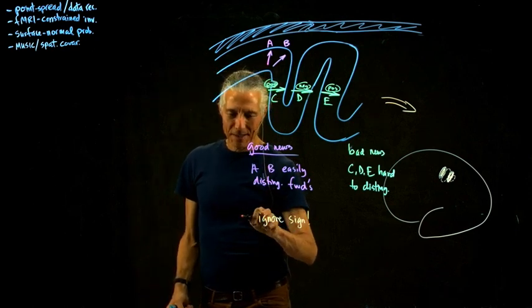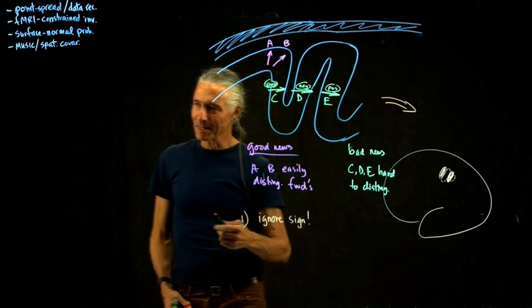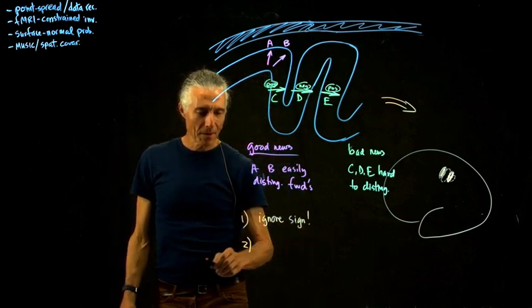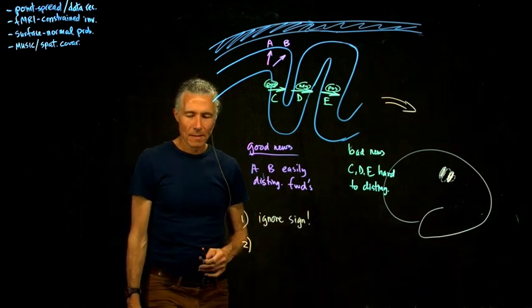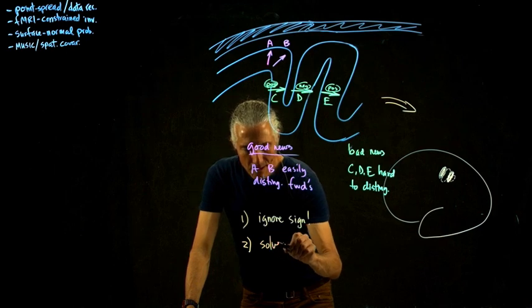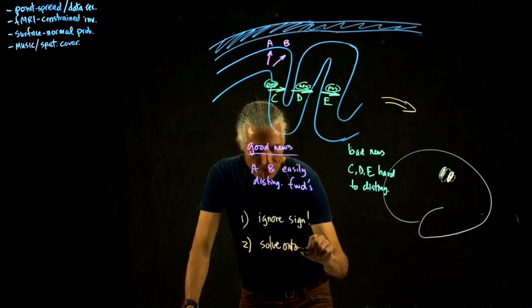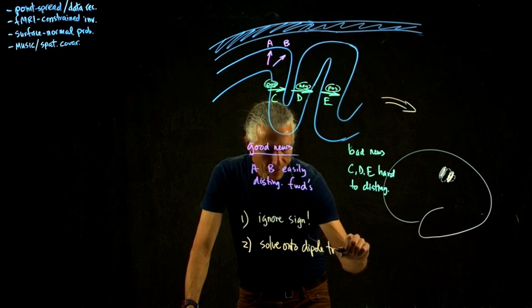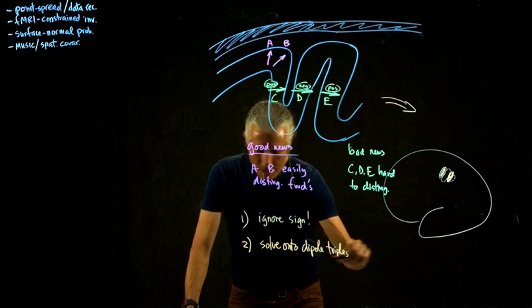Although I think conceptually that one makes a lot of sense, the EEG guys wouldn't have it. And so the other possibility is basically to solve onto dipole triples, and this one is commonly used. So how does this work?